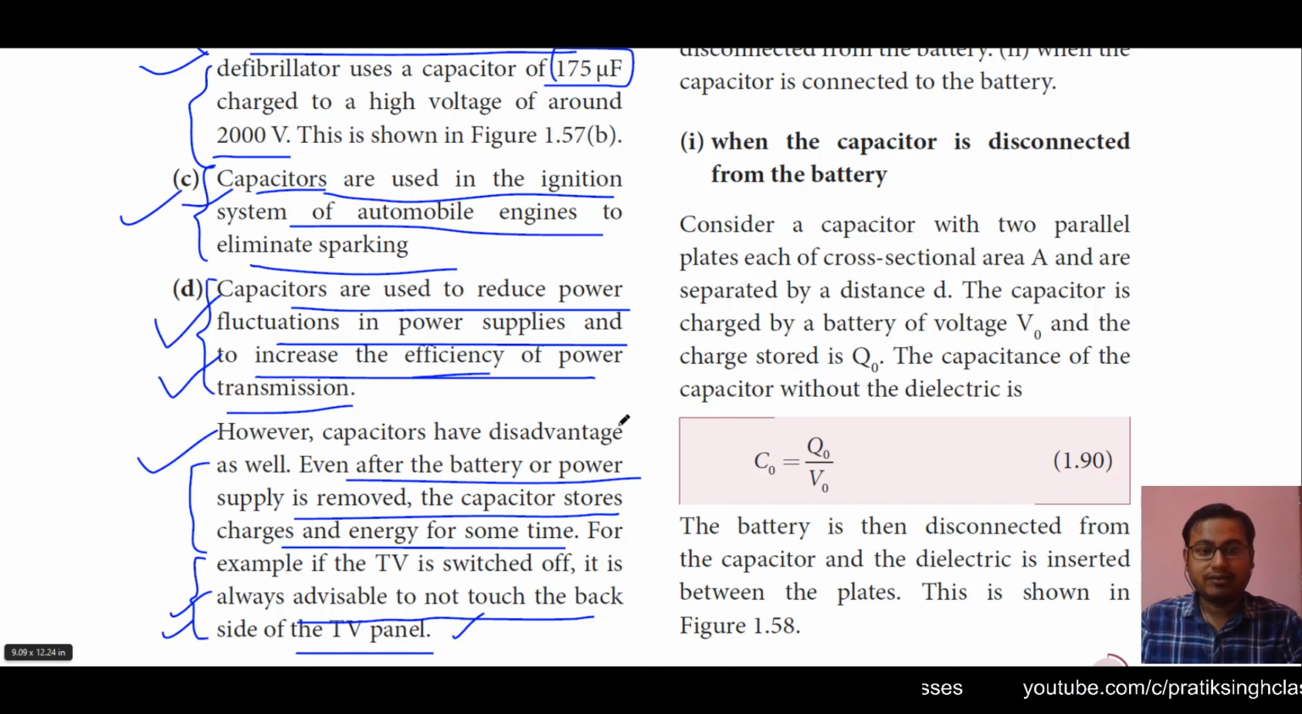So this is all about capacitors, their work done, and at last we have seen the functions, the advantages and the applications of capacitors. I hope you have learned something new today.